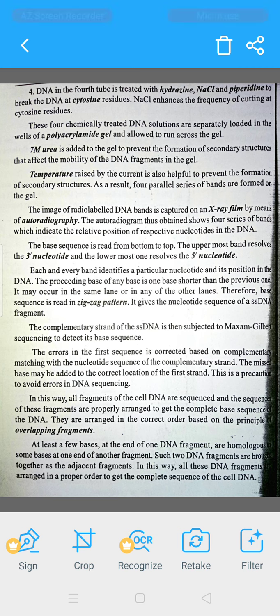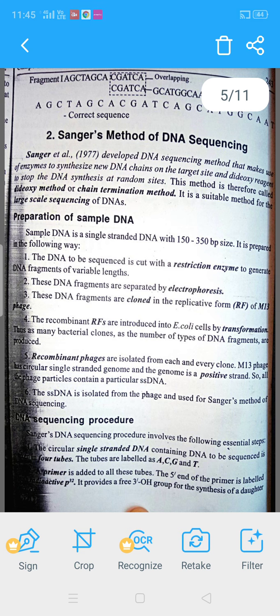At least a few bases at the end of one DNA fragment are homologous to some bases at one end of another fragment. Such two DNA fragments are brought together as adjacent fragments. In this way, all these DNA fragments are arranged in a proper order to get the complete sequence of the cell DNA.